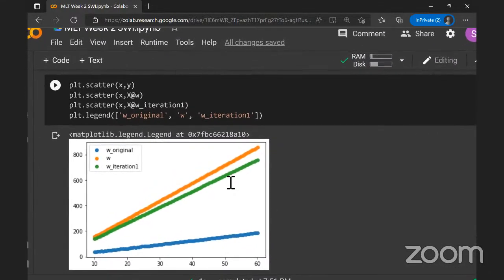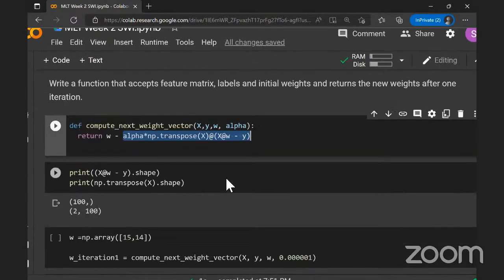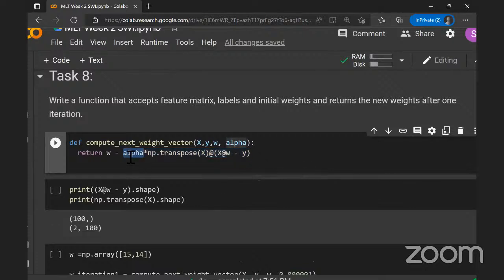Where is the learning rate in this? Learning rate is alpha, this one. Oh, okay. So step one, what was the question? It was given after one iteration. Right. For many iterations, you will have to put a loop.